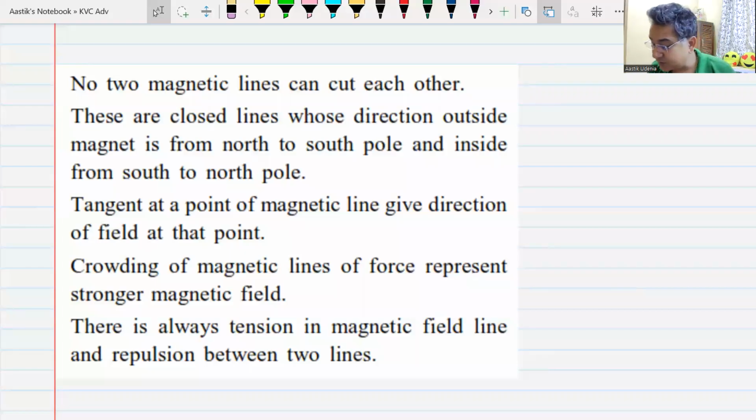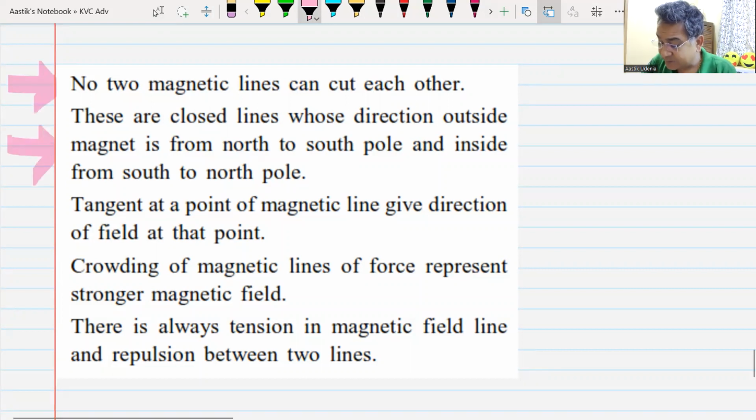Then these are the properties of the magnetic field lines. Number one, they do not touch, cross, or intersect each other, same as electric field lines. The only difference is they are closed loops, whereas electric field lines are open loops. The tangent at any point gives the direction of the magnetic field. The more magnetic field lines, the stronger the magnetic field.